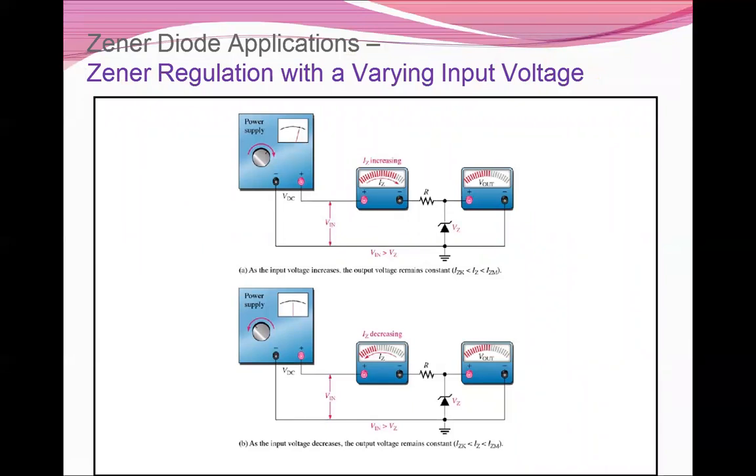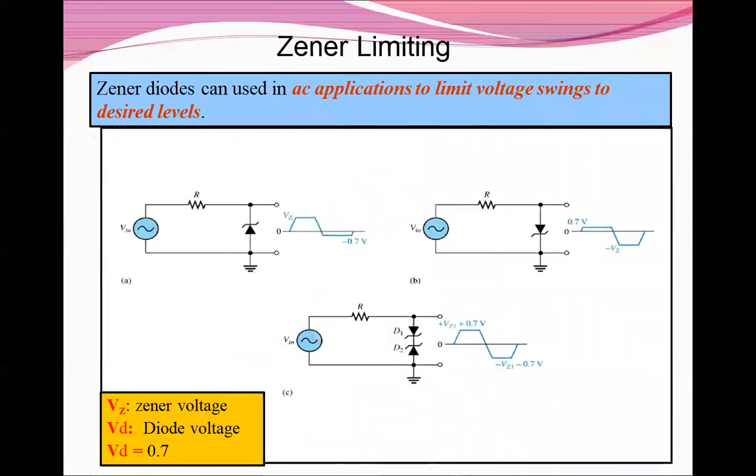Now we are going to see the Zener diode applications. Here, Zener regulation with a varying input voltage. A Zener diode can be used for this purpose. As the input voltage increases, the output voltage will remain constant. Even though the input voltage decreases, the output voltage also remains constant. That is the use of the Zener diode in this application for regulating the voltage. Next, Zener limiting. Here, Zener diodes can be used in AC applications to limit the voltage swing to a desired level.